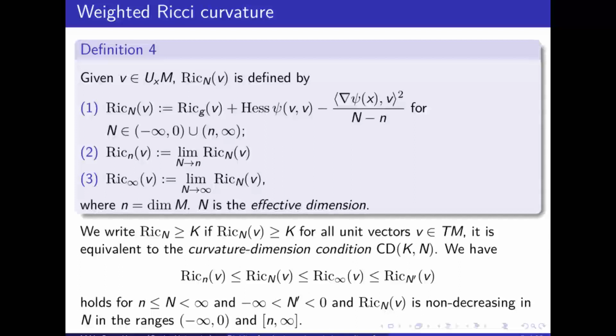And in the definition of weighted Ricci curvature, the appearance of the density function was inspired by the study of Markov diffusion operators in Gamma calculus by Bakry and his collaborators. And note that in the definition, Ric stands for the Ricci curvature on the unweighted manifold, and the density appears in the additional part. And we write Ric_N greater than or equal to K if the inequality holds for all unit vectors v.